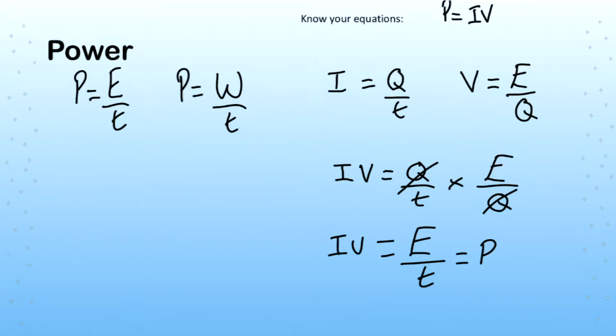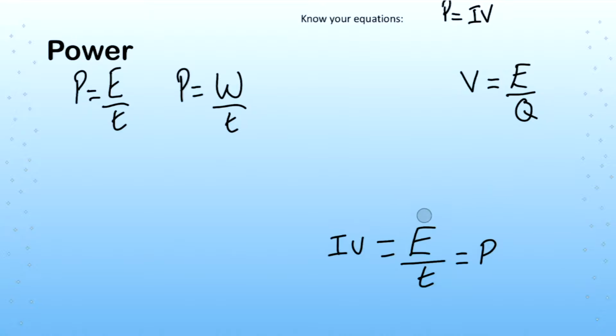Now, we don't need to know the derivation of things, you just need to know the equation, but that's where it comes from. Power is defined as energy divided by time, but if you multiply together current and potential difference or voltage, you get the same thing, you get power, which is really cool. So we have used this equation, P equals IV, before.